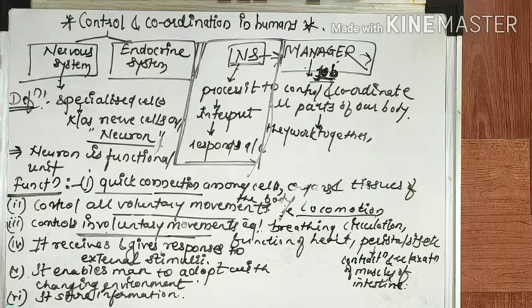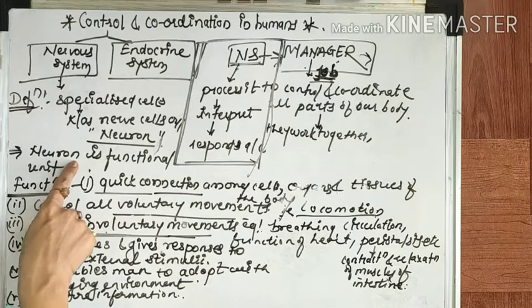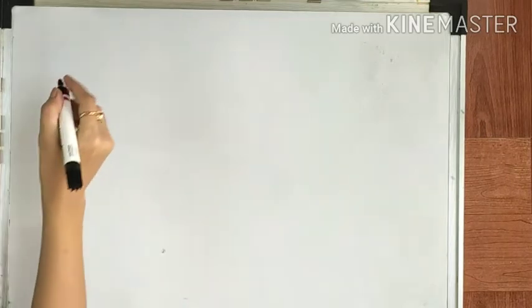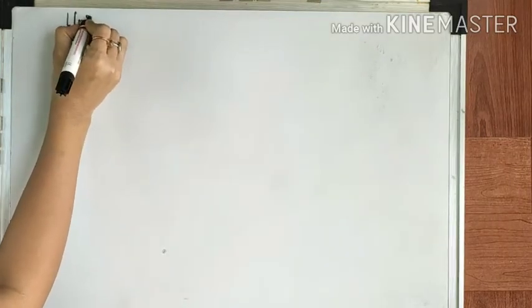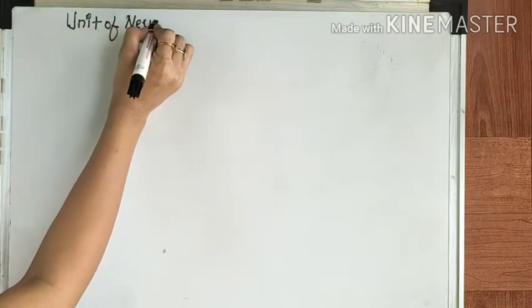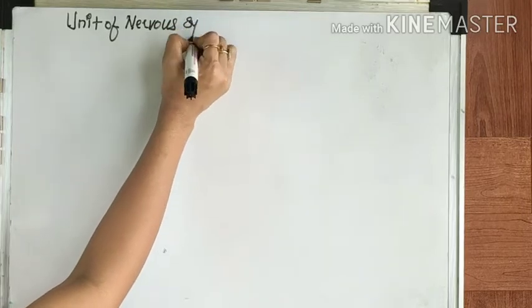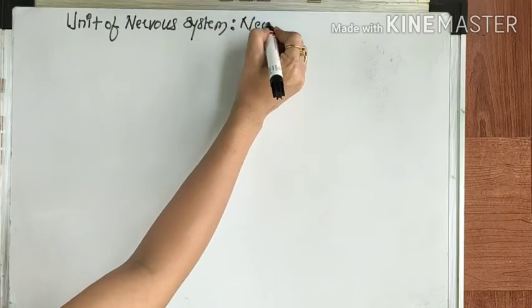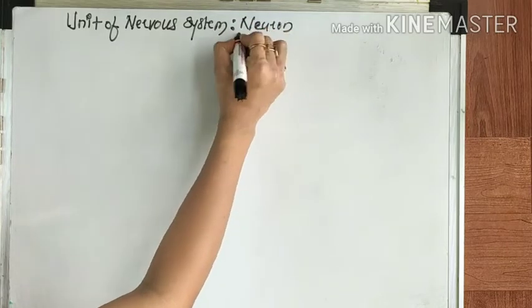Okay, now we will see the unit of the nervous system. What is the unit of the nervous system? That is nothing but the neuron. The functional unit of the nervous system is the neuron. Now we are going to study about the neuron first. So let's start with the unit of the nervous system, that is called a neuron, or we also know it as a nerve cell.